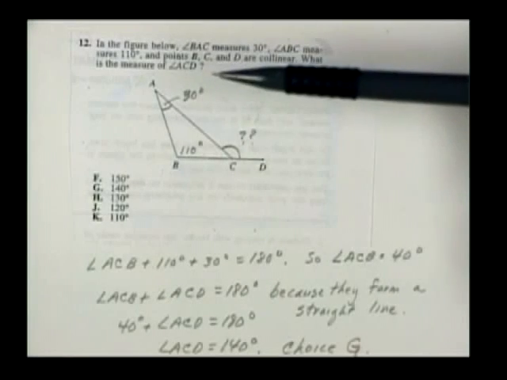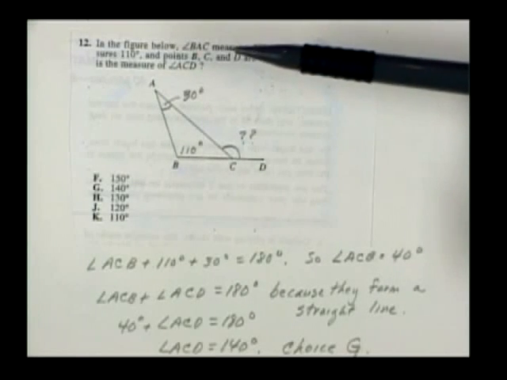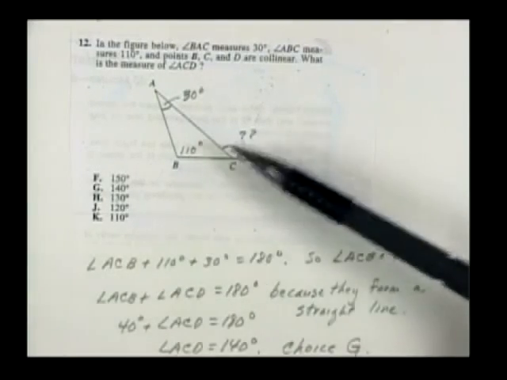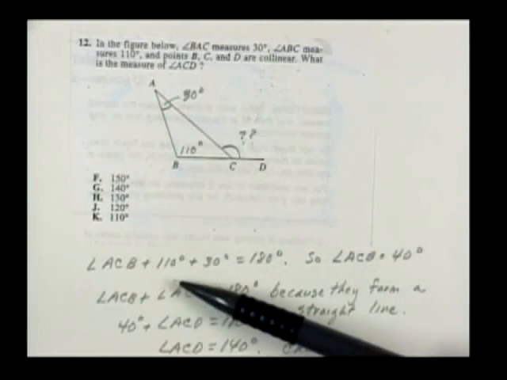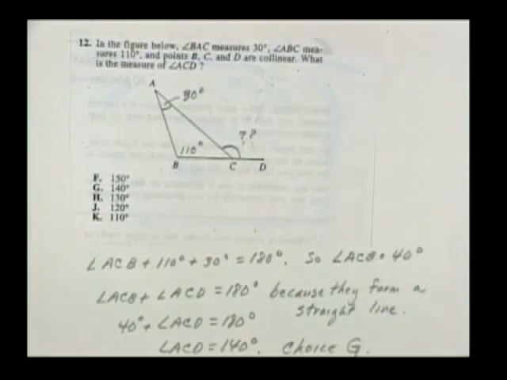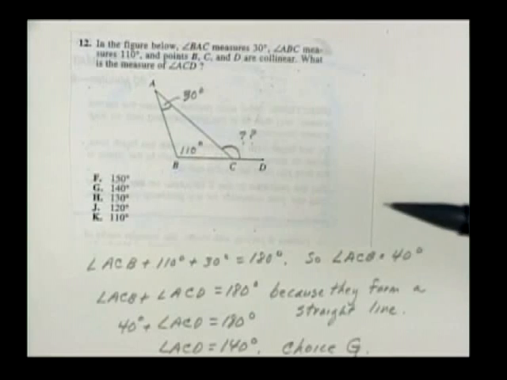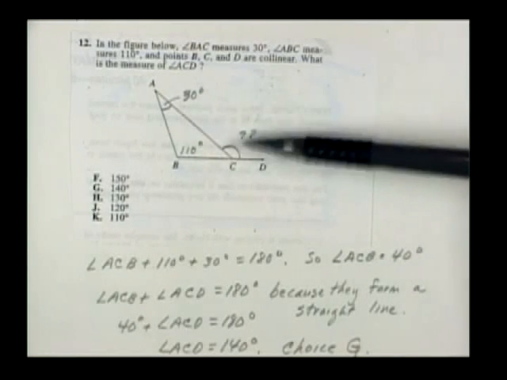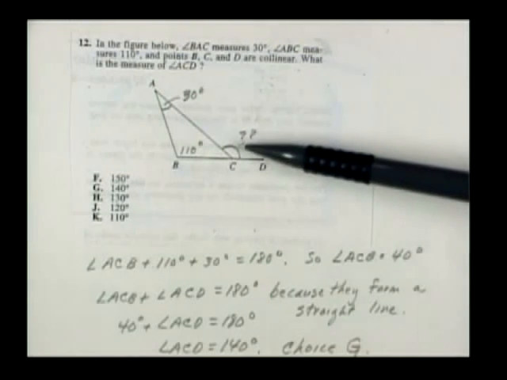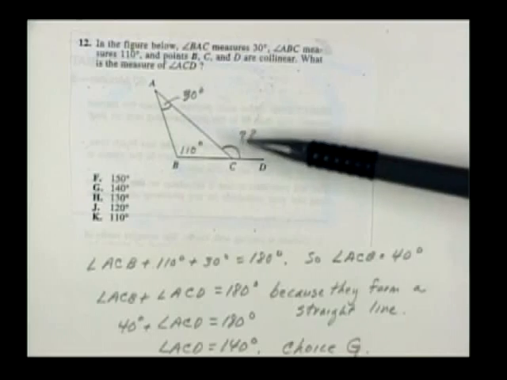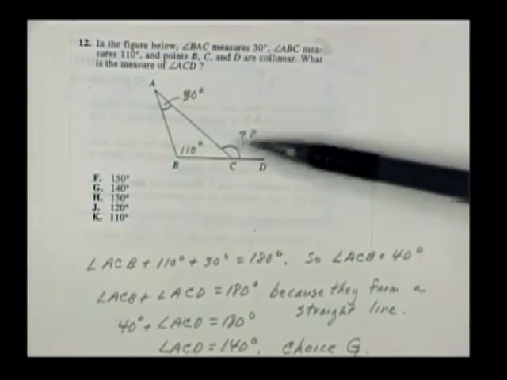Because the sum of the interior angles of a triangle is equal to 180 degrees, angle ACB, this angle, plus 110 degrees plus 30 degrees equals 180 degrees. So the measure of this angle becomes 40 degrees. Because these two angles form a straight line, and their sum is 180 degrees, then this angle must have a measure of 180 degrees minus 40 degrees, or 140 degrees. Choice G.